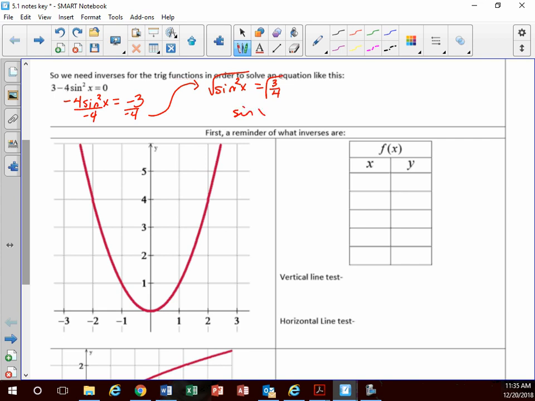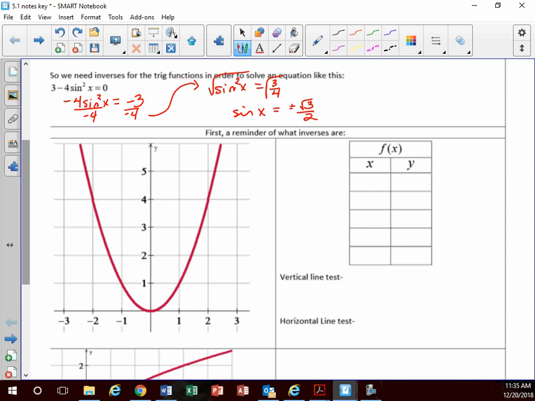So sine of x is going to equal, what do I need since I solved with the square root? Plus or minus. A few of you forgot that when you completed the square. So you get plus or minus √3 over 2. Are we okay to that point? All right, that's not solving for x, though.